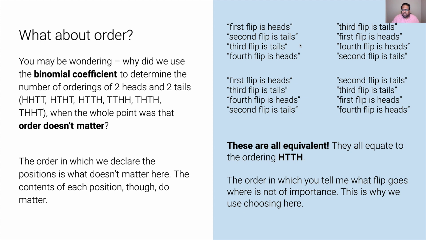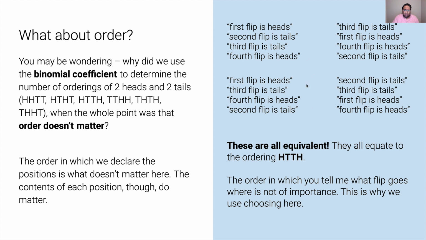And as an example, let's take a look at the top right. Consider the sequence heads, tails, tails, heads. One thing I could do is say, the first flip is heads, the second is tails, the third is tails, and the fourth is heads. Equivalently, I could say, the second flip is tails, the third is tails, the first is heads, and the fourth is heads. Or I could say, the first is heads, the third is tails, the fourth is heads, and the second is tails. All of these are equivalent ways of stating the sequence heads, tails, tails, heads.